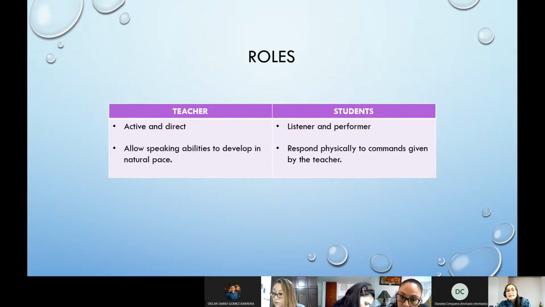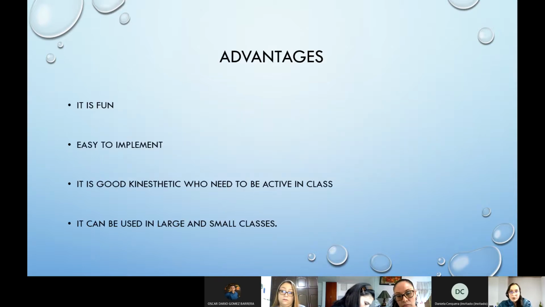The students in this case are listeners and performers. Why? Because they listen and they act. They answer this command or this word that the adult is telling them. And they respond physically to commands given by the teacher. They use body movement to answer.